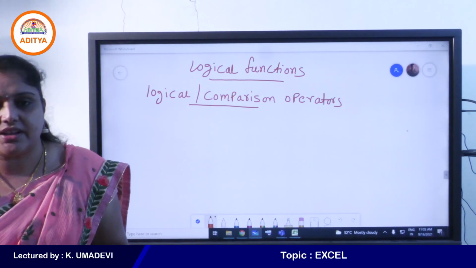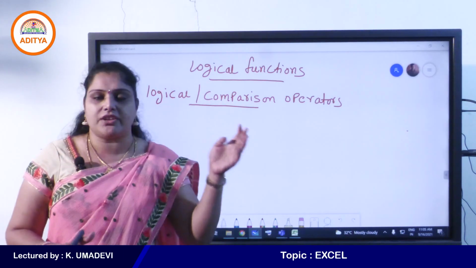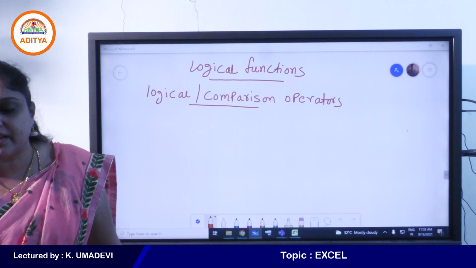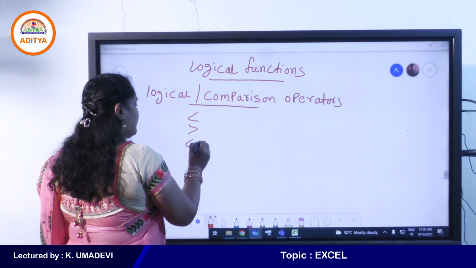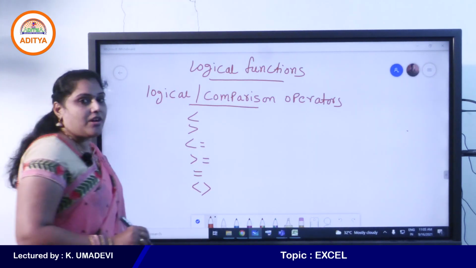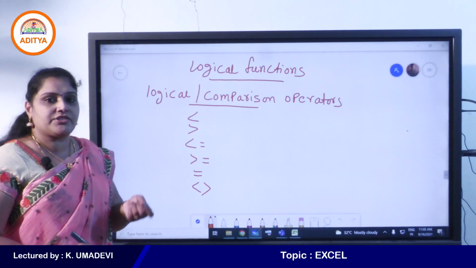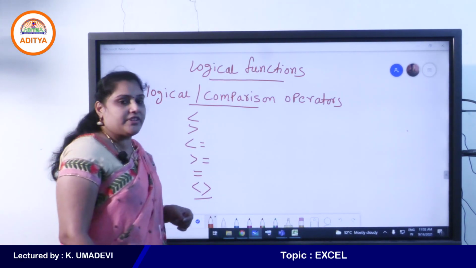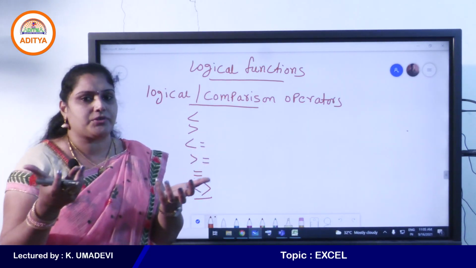What is a condition, students? A condition is an expression that either evaluates to true or false. What are the different types of operators used to construct the condition? Less than, greater than, less than or equal to, greater than or equal to and not equal to. In programming languages we use double equal to as the equality operator, but in Excel, equal to is used as the equality operator. And this is the operator used as not equal to. These operators are used to compare two values, right?